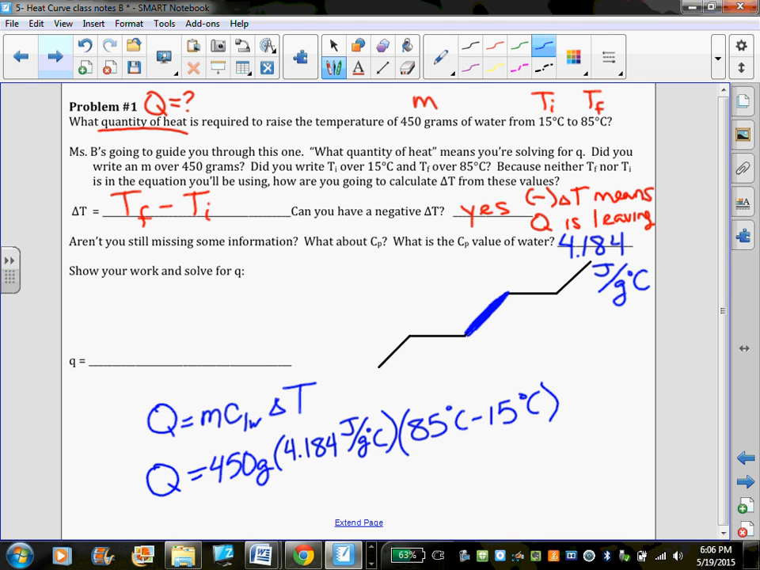450 times 4.184 times the quantity, remember the parentheses, 85 minus 15. Unless you want to do that part in your head, you could just say 450 times 4.184 times 70, but otherwise, make sure that you have the parentheses right here, okay? And we should get that the heat is 1.88 times 10 to the 5th joules. That's how much energy was put into this system.